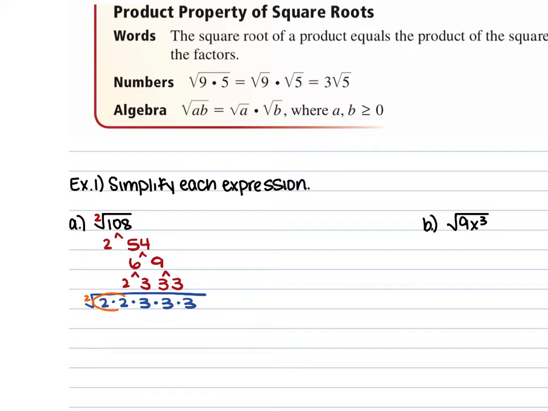So you have 2 2s here. You have 2 3s here. Because you grouped up a set of 2, you're going to pull one out. Because you grouped up a set of 3, you'll pull another out, a 3 out, and you will multiply those two numbers. From there, that 3 that didn't pair up with another 3 stays underneath the square root sign. So then you just multiply your 2 and your 3, and we get 6 square root 3.